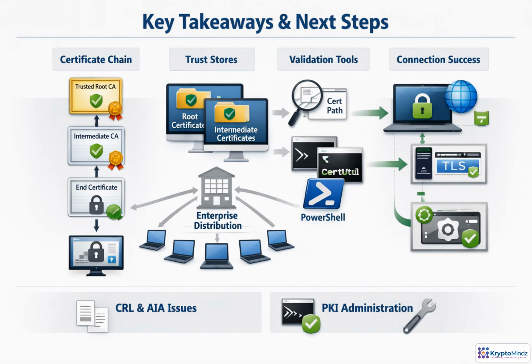As you troubleshoot chain trust, think checklist. First, confirm the certificate has a complete chain to a trusted root. Next, verify every root and intermediate is in the correct store and properly distributed to clients. Then prove it with tools like certutil, PowerShell, and certificate path viewers.